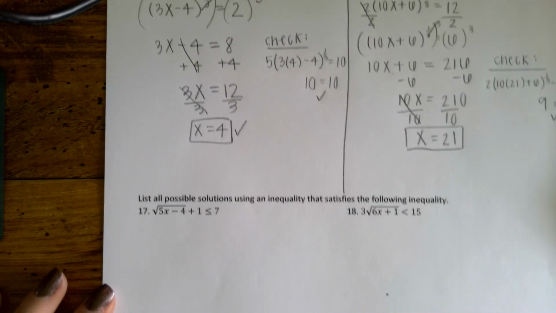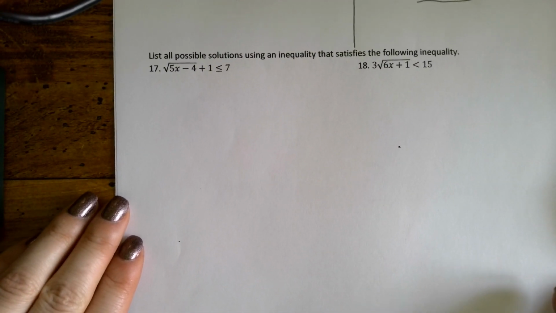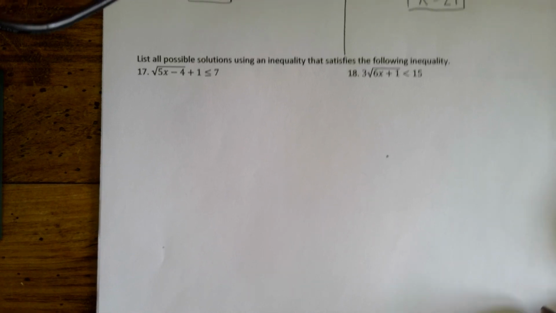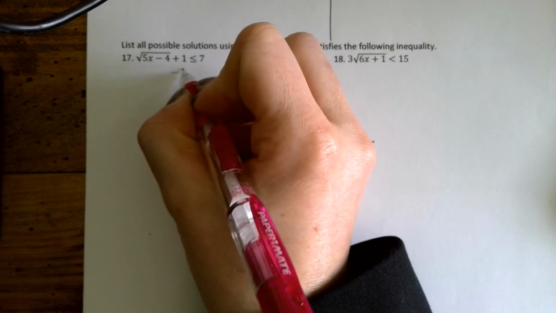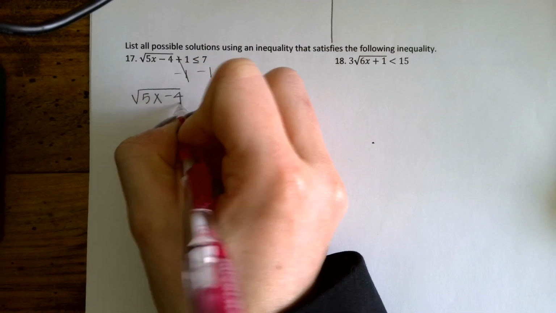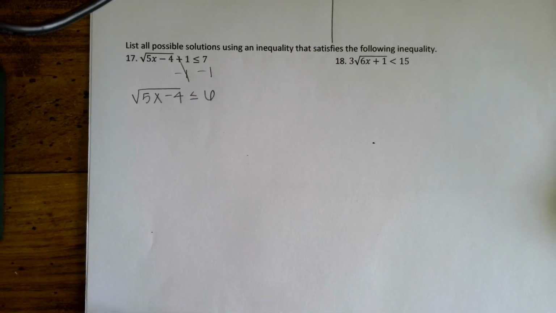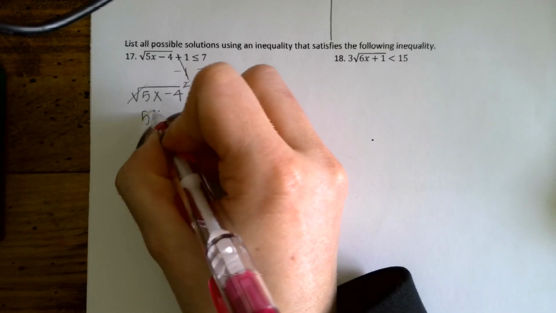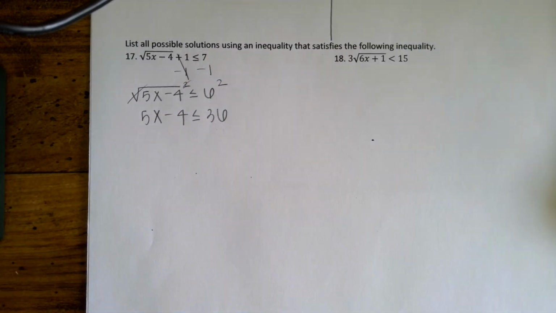The last one that we'll do together is number 17. Number 17 says list all possible solutions using an inequality that satisfies the following inequality. So very similarly, we're going to start with solving this entire equation. So I'm trying to get the radical by itself. I'll subtract 1. I'm left with square root of 5x minus 4 is less than or equal to 6. To get rid of the square root, we will square both sides. The square and the square root cancel, leaving me with 5x minus 4 less than or equal to 36.